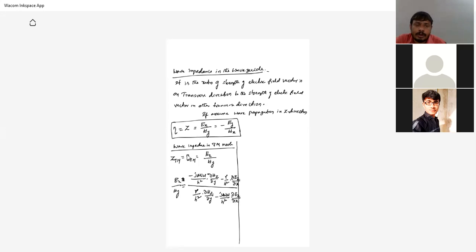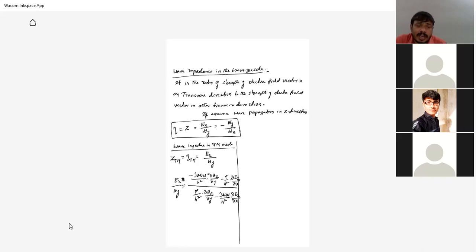So this is the TM mode. For TM mode, which one is 0 here, Hz or Ez? Anyone please respond. In TM mode, which is 0, Ez or Hz? Ez, sir.